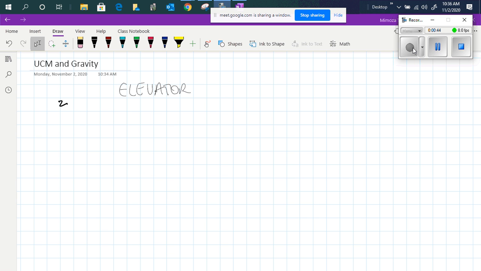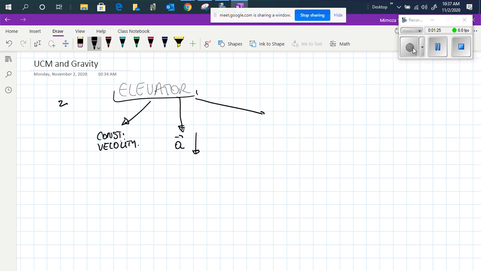Okay, so what about elevators and the true weight of an object? If you are in an elevator and you are moving with constant speed or constant velocity, either up or down, it doesn't really matter. So on the elevator you have three cases. The first one is when it is moving with constant velocity, it doesn't matter if it is up or down. The second one is when it is moving with an acceleration down. And the third one is when it is moving with an acceleration up.